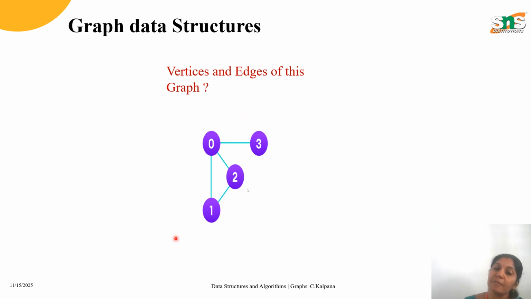In the previous lecture we discussed what is a vertex or node and what is called an edge. So for this graph we have to identify the vertices and the edges. Here 0, 3, 2, 1 are the vertices of the graph, and this line indicates the edge, or else we say the connection of the vertices. Edges are nothing but 0 to 2, 0 to 3, 0 to 1, 1 to 2. So these are all the edges of the graph.